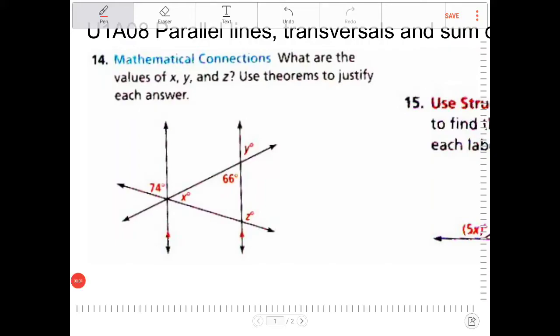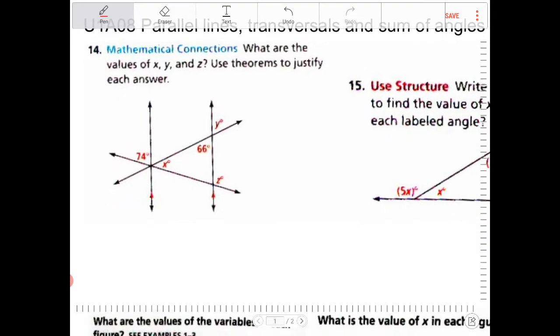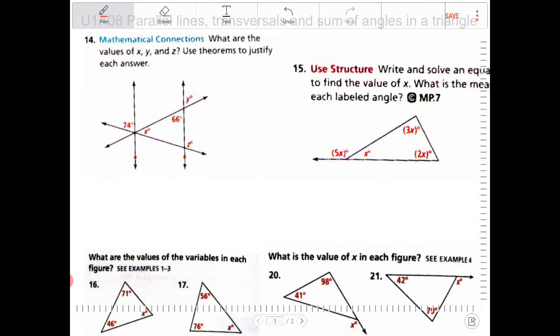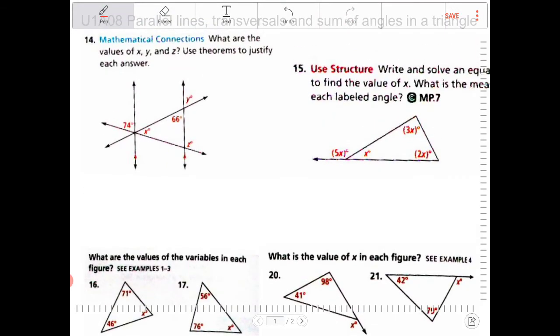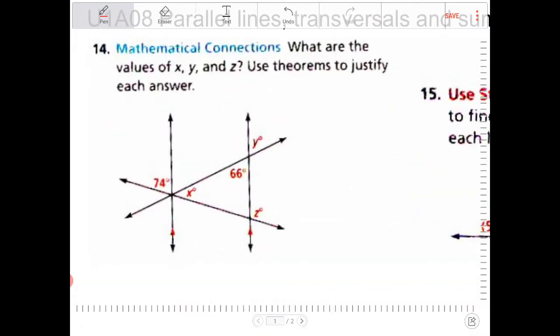Hello students, in this video I will go through an exercise on how to solve for angles formed by parallel lines cut by a transversal, and I will also apply the exterior angle theorem to this problem set here. Let's take a look. For question number 14, it says, what are the values of x, y, and z? Use theorems to justify each answer. I will go through that.